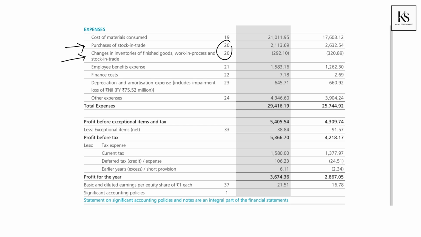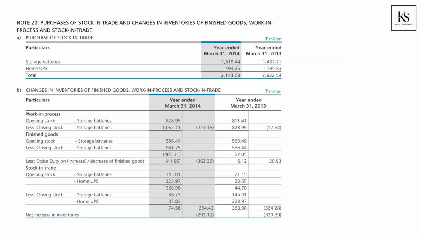Purchases of stock in trade refers to all the purchases of finished goods that the company buys towards conducting its business. This stands at 211 crore rupees. I'll give you more clarity on this line item shortly. Change in inventory of finished goods refers to the cost of manufacturing incurred by the company in the past, but the goods manufactured in the past were sold in the present or current financial year. This stands at 29.2 crore rupees for the FY14.